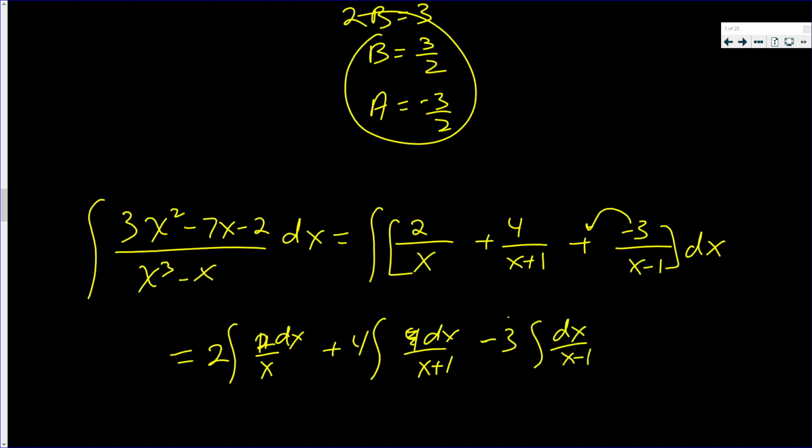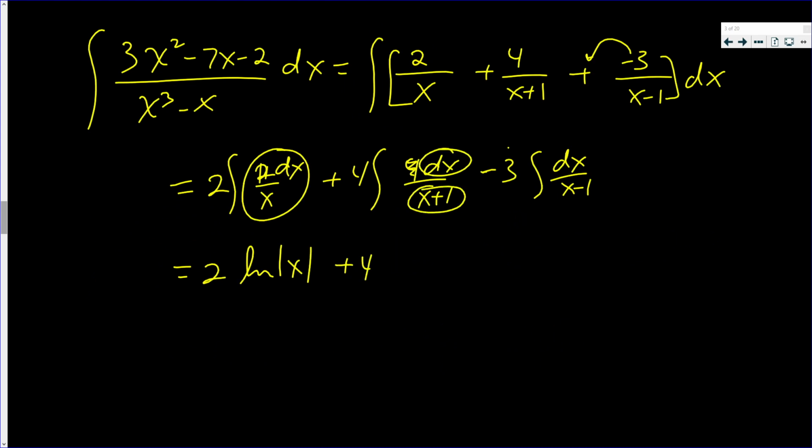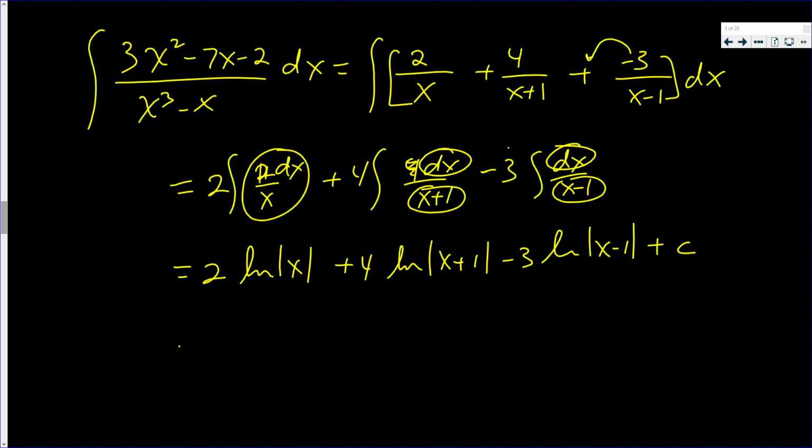But these integrals are straightforward. The integral of dx over x, that's ln of x. Plus 4, if that's u, then that's du. Now that's ln of x plus 1. Minus 3, if that's u, then that's du. Ln of x minus 1, plus c.